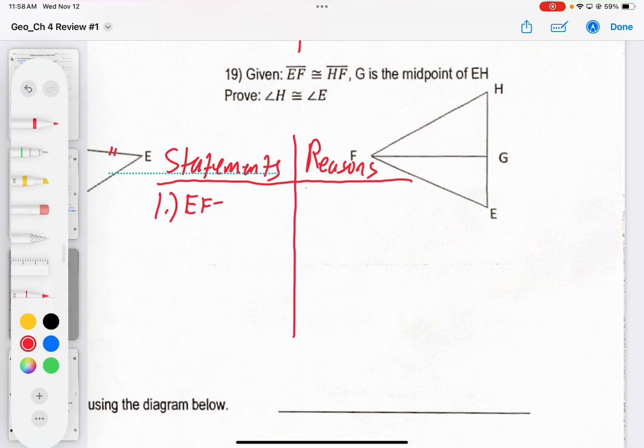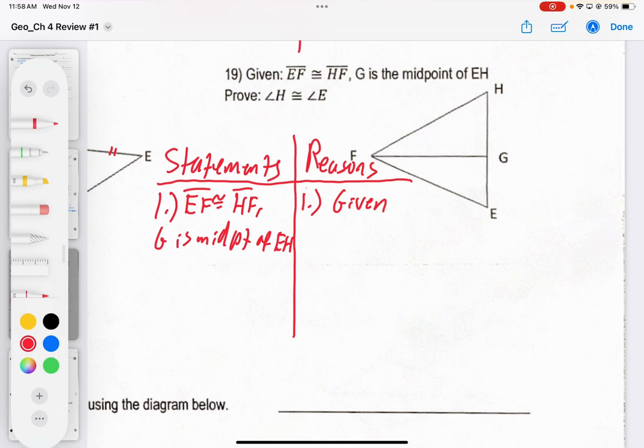EF is congruent to HF. G is the midpoint of PT. Is our first exam just gonna be proofs? No, I'd cry. I feel like I got them down. You're getting them. You're showing a lot of promise, all of you. All right.